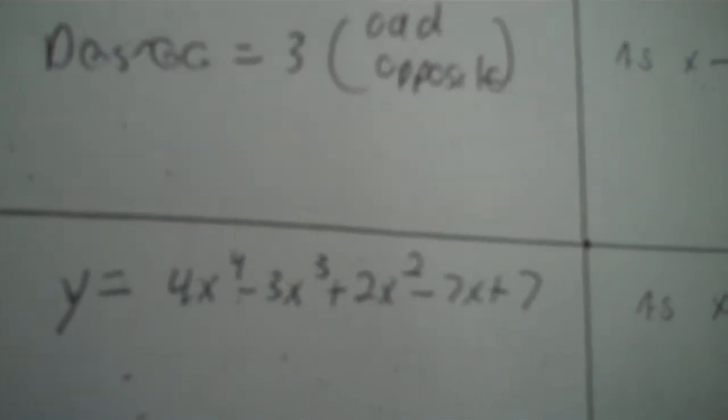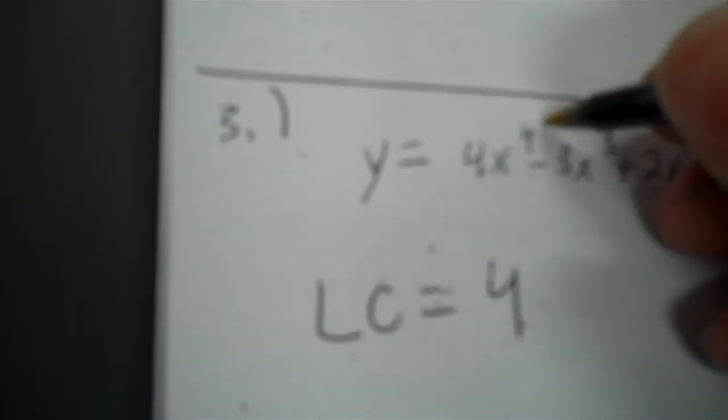Okay. Next one, y equals 4x to the fourth power minus 3x to the third power plus 2x to the second power minus 7x plus 7. Okay, 4, so that's positive, so positive infinity. And the degree is also a fourth power. That's even, so again, even means we have to have a match with the end behaviors. Matching, so positive infinity.